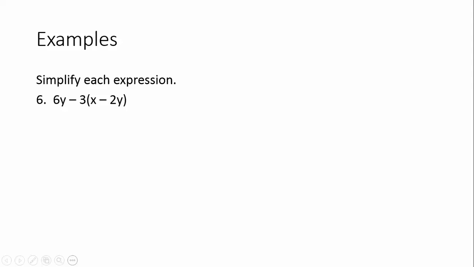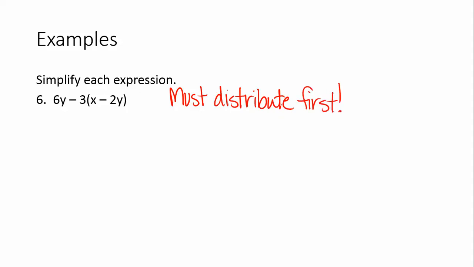And there's one more example, 6y minus 3 times the quantity of x minus 2y. So we have a distributive property here, and oftentimes students will go right here and say, well, 6y minus 2y, but you can't do that. You have to distribute first. So I'm going to write that, must distribute first. This actually isn't a minus 2y, you'll find out in a second. So when we distribute, you have 6y, a negative 3, remember this is negative, times that x. That's minus 3x or negative 3x.